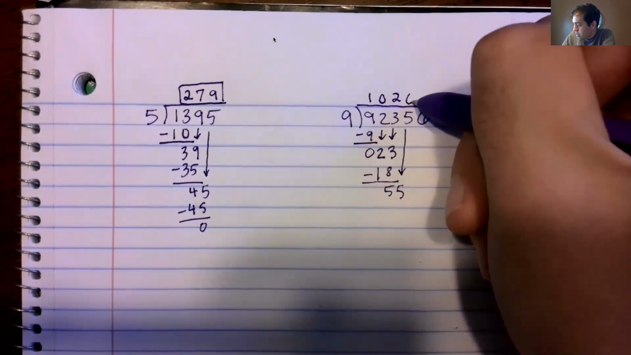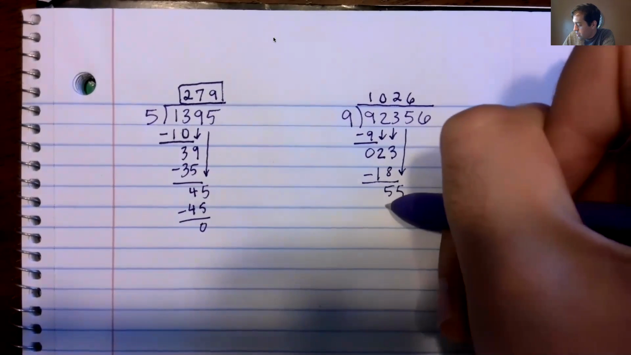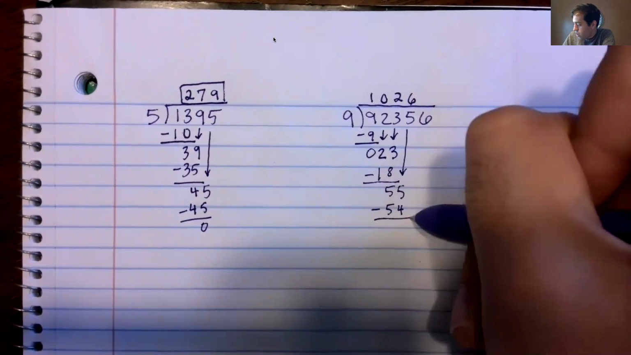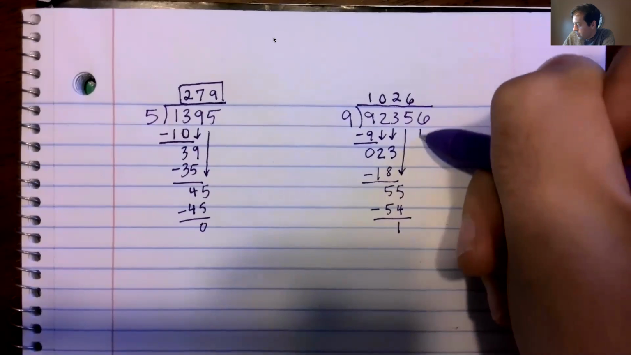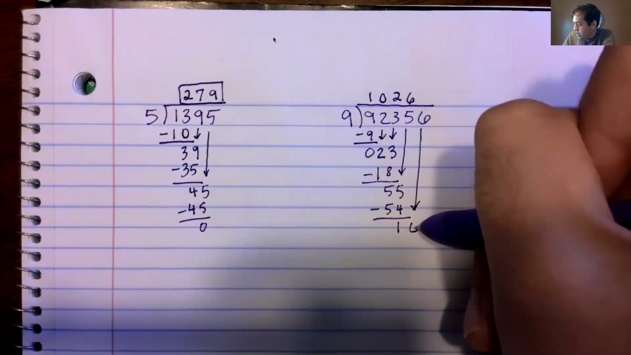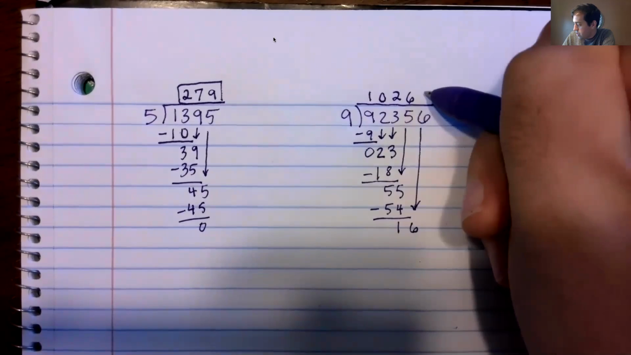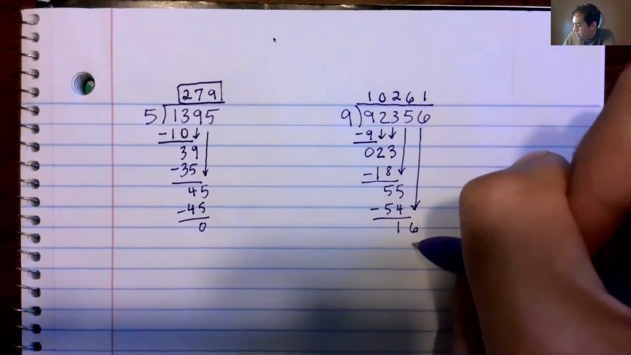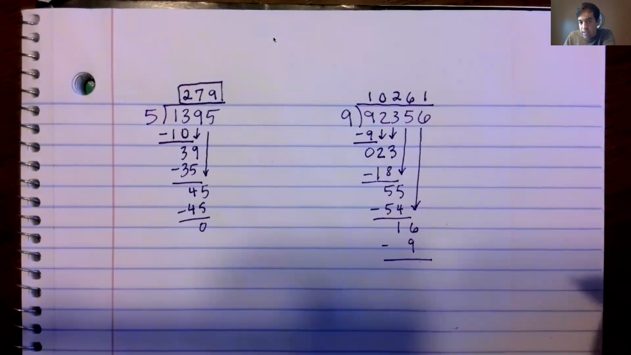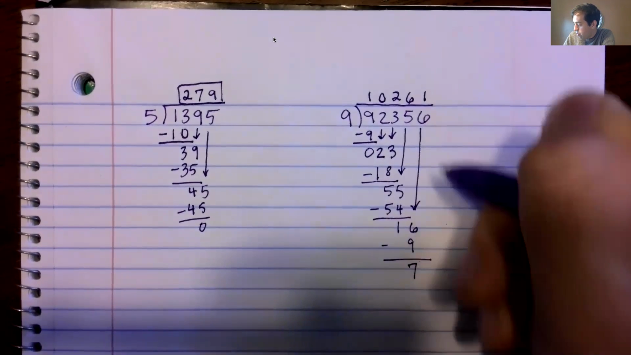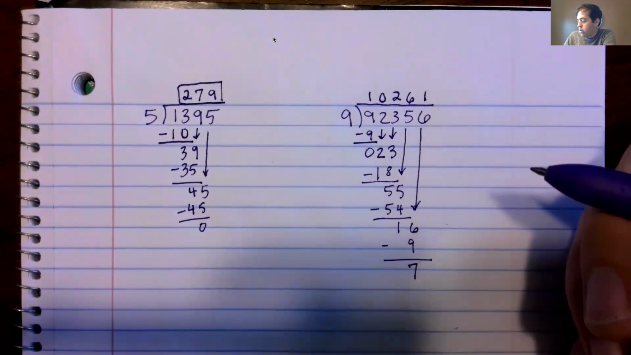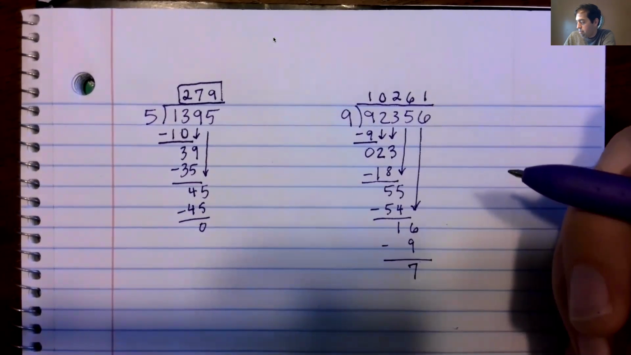6 times 9 is 54. We subtract and we get 1. Then we bring down the 6. 9 goes into 16 one time. 1 times 9 is 9. We subtract and we get 7. And we ran out of digits to bring down. So this time we have a remainder of 7.